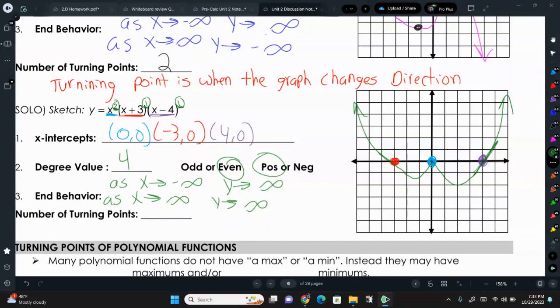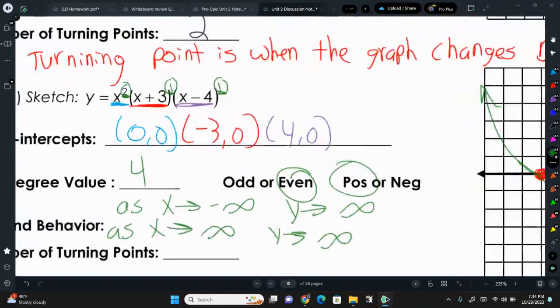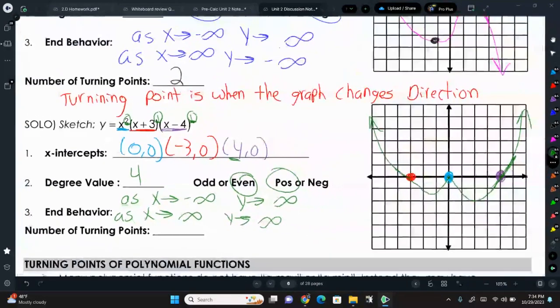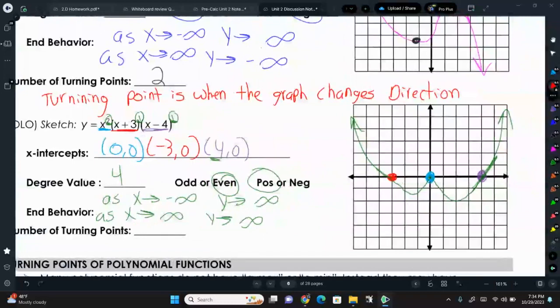Now, the actual number of the zero, meaning like the purple one, 4, 0, that 4 doesn't tell us if we bounce or cross. It's the exponent, the multiplicity. So yeah, 4 is even, but that's not the multiplicity. The exponent is. So then how many turning points do we have? We have a turning point here, here where one of the zeros is, and here. So we have 3 turning points.